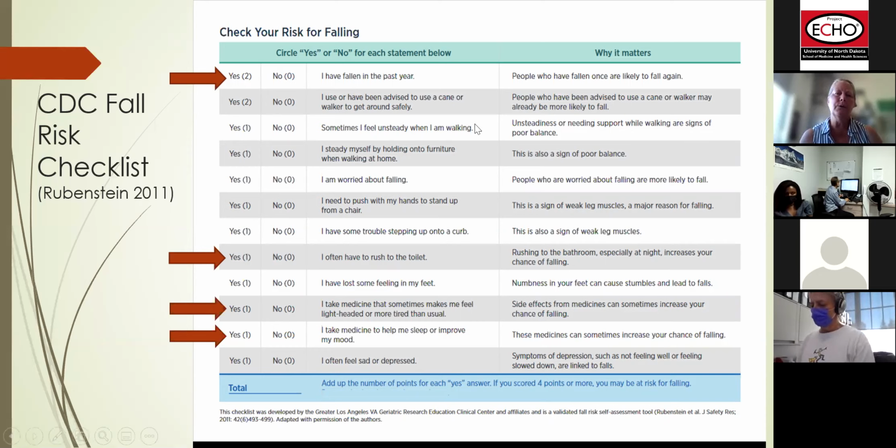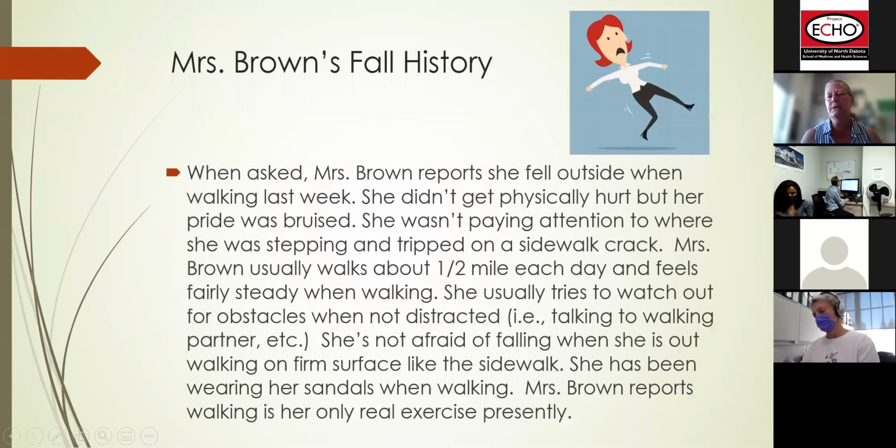So we added up the score. She got 2 here, 3, 4. She actually scored 5. And that would put her at a higher risk of falling. So a very simple checklist you could give to the person to do. It talks about why this matters, and it checks off those things we talked about earlier.